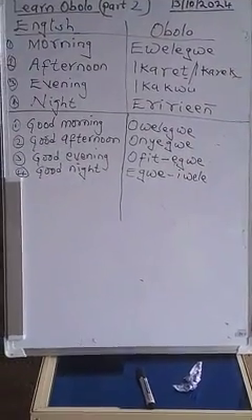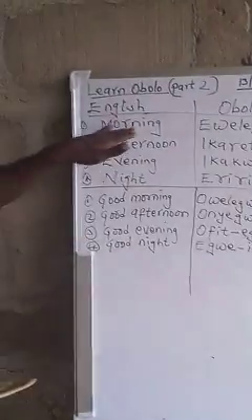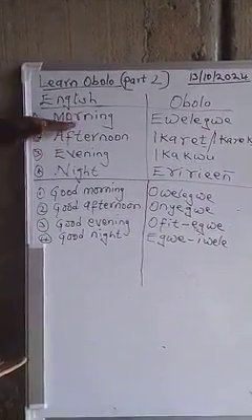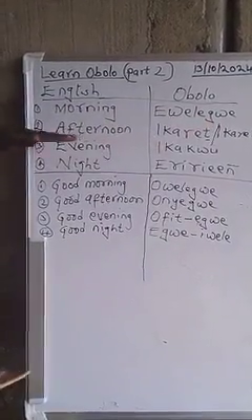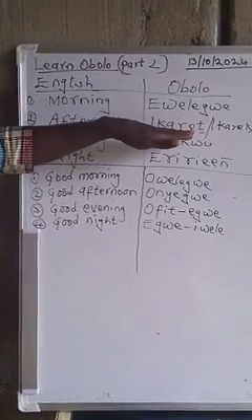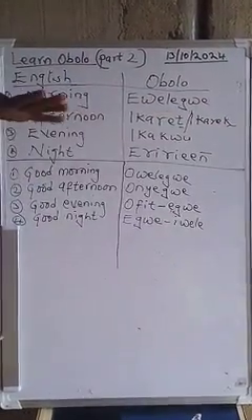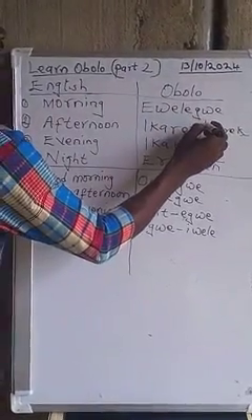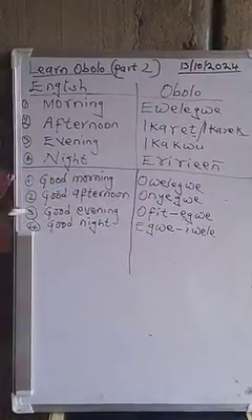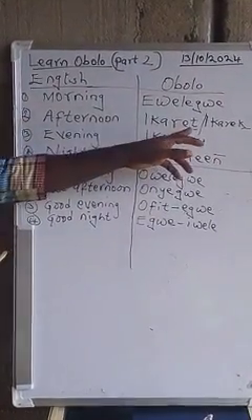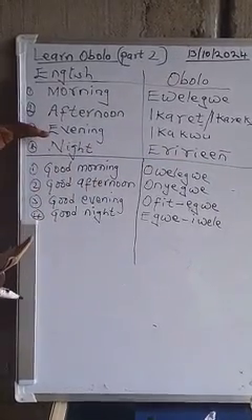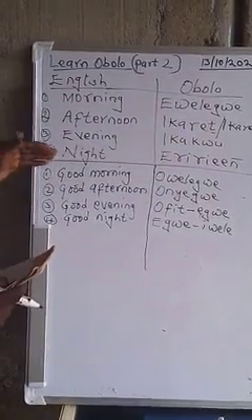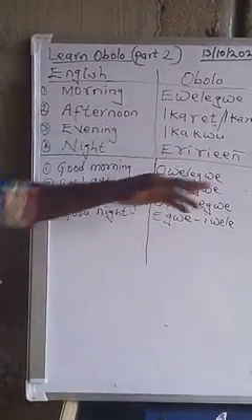Alright. So you have good morning in English, Obolo is Ewelewe. You have morning in English, Obolo is Ewelewe. Afternoon in English, Obolo is Ikarek or Ikatek, depending on the dialect variant. So the difference is the T and the K. You have evening, in Obolo it is Ikapu. You have night, in Obolo it is Eririeng.